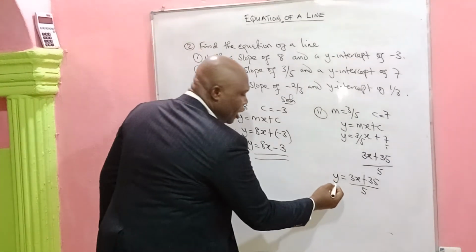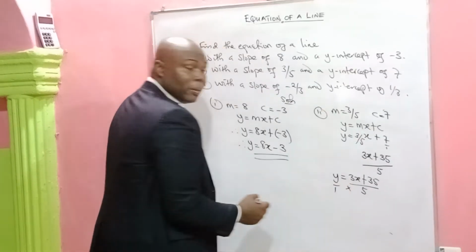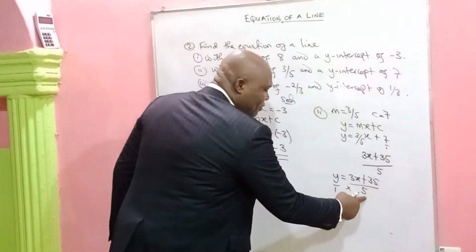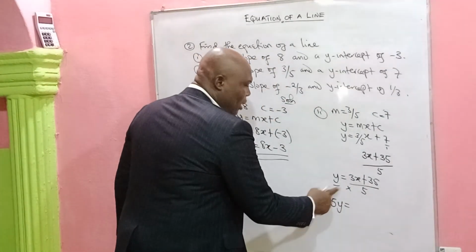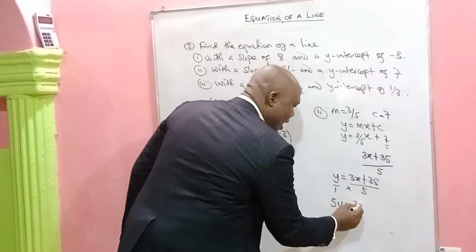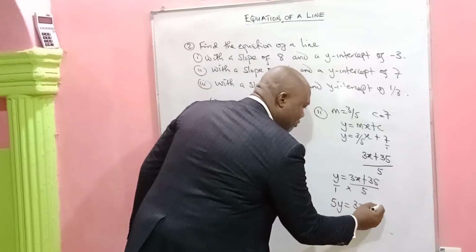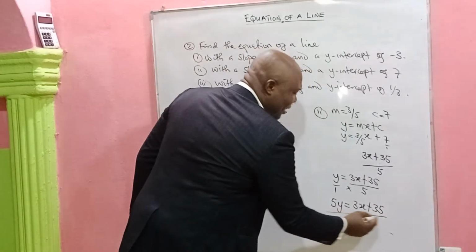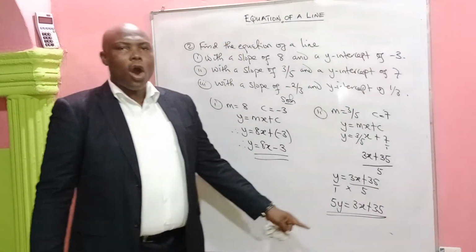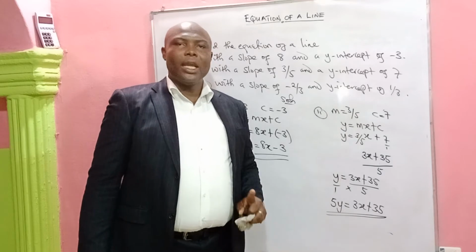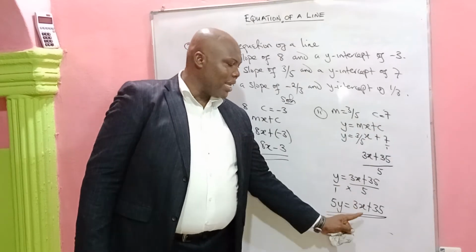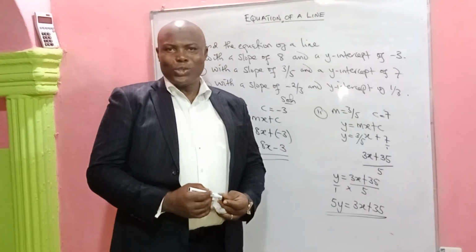At this point, of course, we'll cross multiply. So we'll have 5 times y will give us 5y is equal to 1 times this, which will give us 3x plus 35. So it therefore means that this is the equation of the line that has a slope of 3 over 5 and a y-intercept of 7. It's that simple.